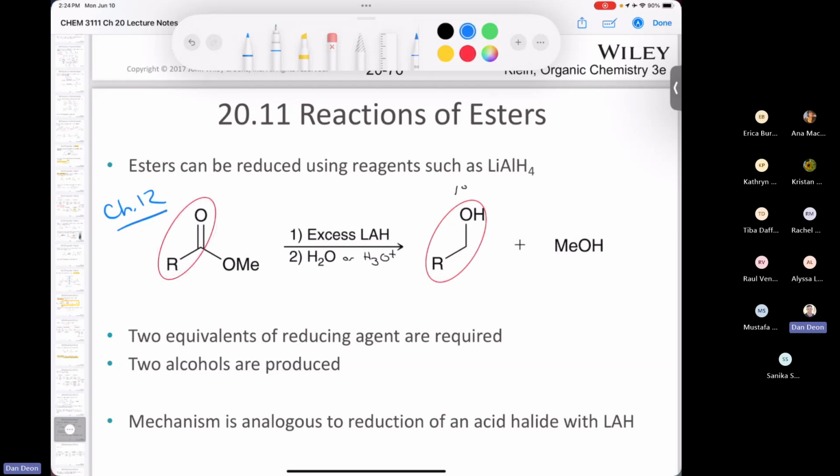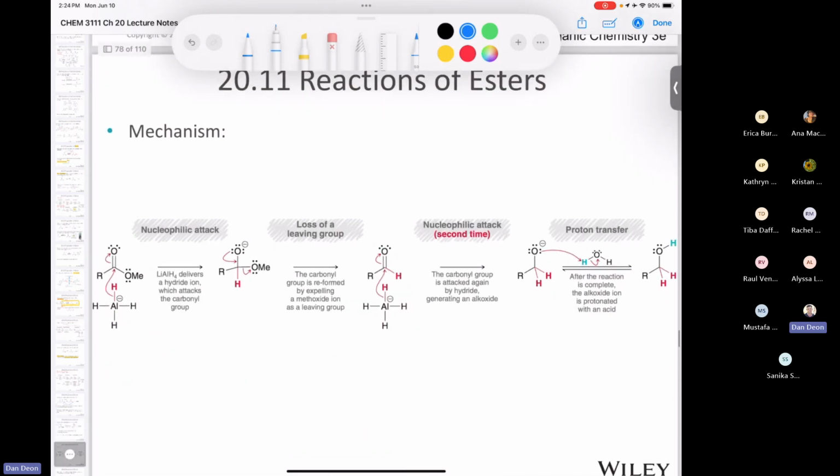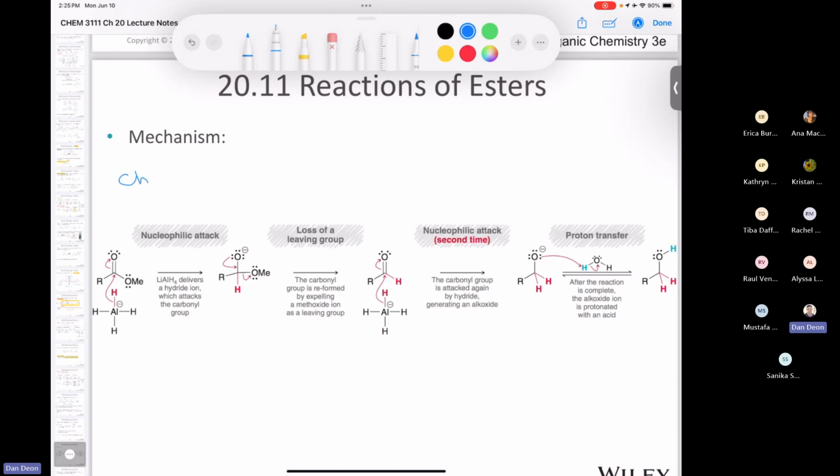And then you also get the other part too, right? You get another alcohol from this portion of the molecule like that. But again, this was covered in depth in chapter 12. Okay, so two alcohols are produced. And this mechanism was also covered way back in chapter 12. Okay, so again, we covered this in chapter 12.